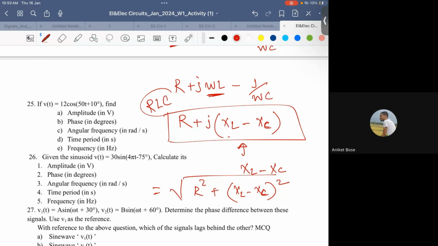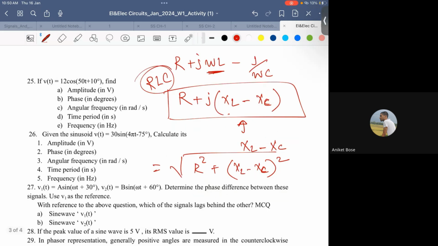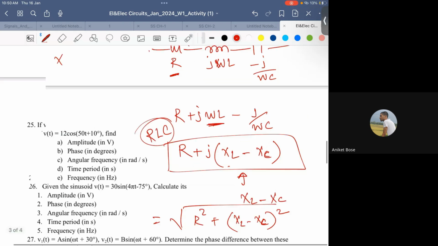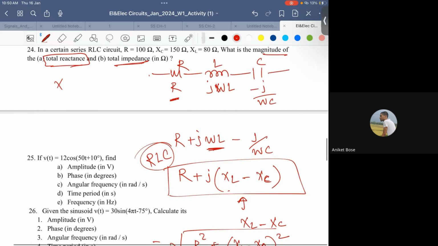And then if you have to calculate just the reactance, you can directly take XL minus XC. That will be the reactance, the imaginary part. And if you have to calculate the impedance, then you have to take the square root of R square plus XL minus XC whole square. Clear? Yes, sir. Clear to everyone? Yes, sir.